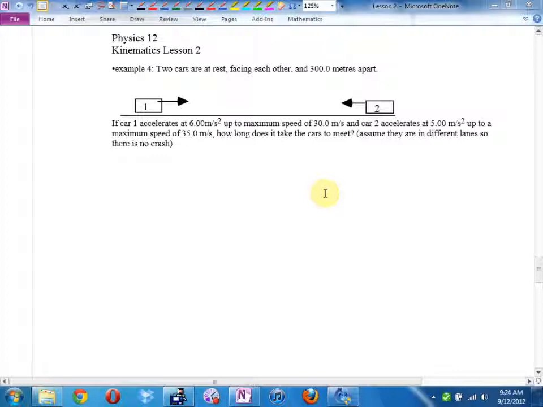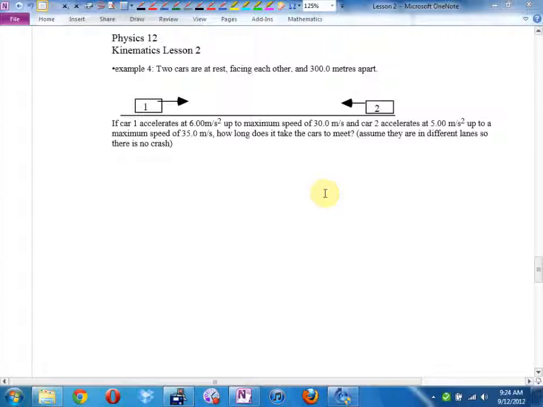Up to a maximum speed of 30 meters per second. Car 2 accelerates at 5 meters per second squared. I think I forgot the squared on the first one. Up to a maximum speed of 35 meters per second. How long does it take the cars to meet? Assume they are in different lanes so there is no crash.